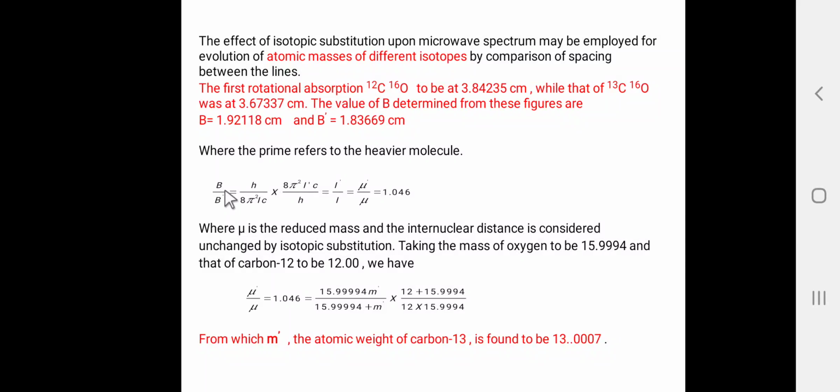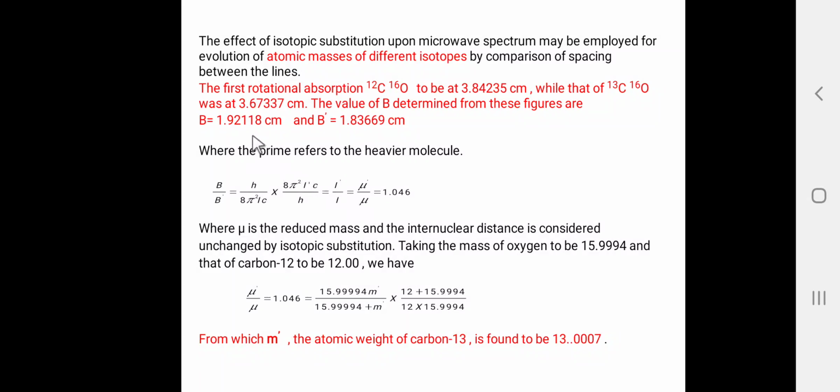So, here this is the value of B divided by B dash, that is divided by h upon 8 pi square I dash c. So, here this can be written as into 8 pi square I dash c divided by h. So, here 8 pi square c, here also 8 pi square c, this will be cancelled, and so B upon B dash is equal to I dash upon I is equal to mu dash upon mu.